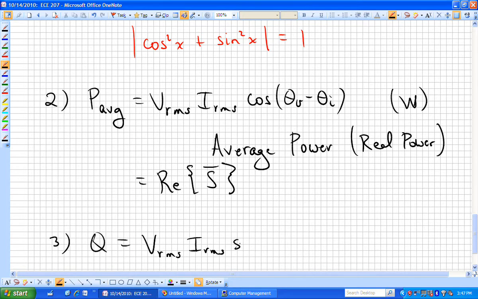So we have our P's, average power, and our Q's, VARs. So here is VI sine of theta V minus theta sub I. That's the imaginary part of the complex number.